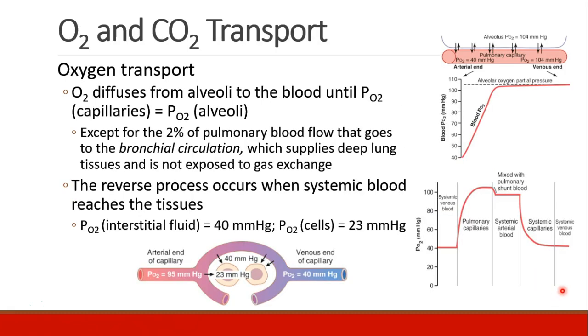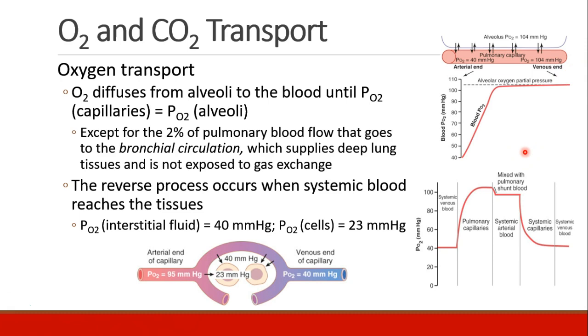Now we're going to move back to discussing healthy patients, and we're going to start talking about oxygen transport. Oxygen diffuses from the alveoli to the blood until the PO2 in the capillaries is equal to the PO2 in the alveoli. Here's blood coming from the pulmonary artery. It will go to the pulmonary vein, and in this pulmonary capillary, the blood enters with a PO2 of about 40, and it exits with a PO2 of about 100 millimeters of mercury. This is true for 98% of the blood that goes to the lungs.